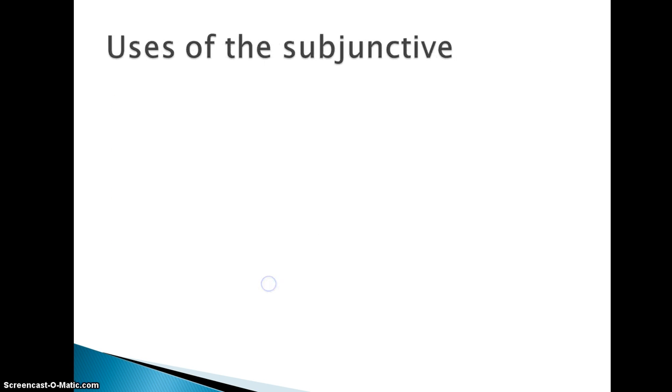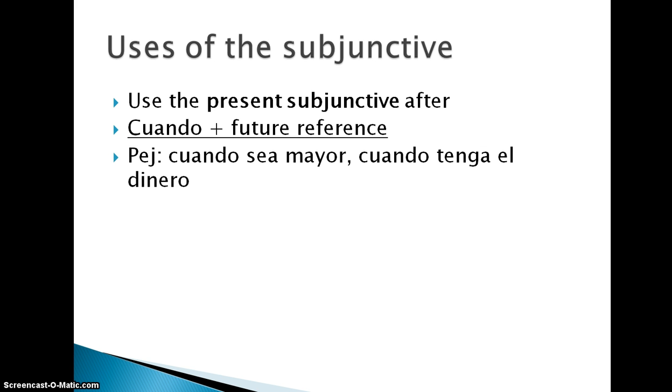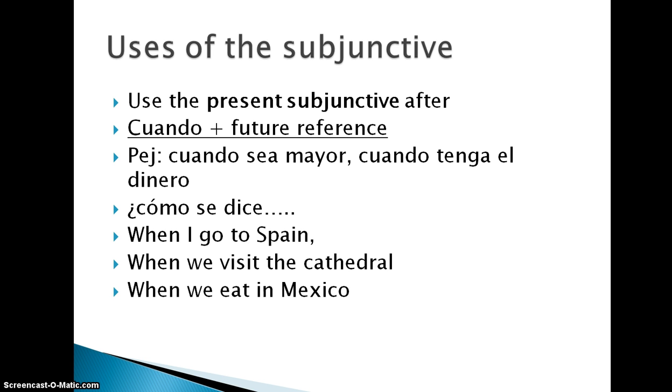Okay, so let's have a look at the uses. One of them could be after cuando, when it refers to something in the future. Not when it refers to something in the present or the past, but when it refers to the future. So, for example, cuando sea mayor, when I'm older, cuando tenga el dinero, when I have the money. So, ¿cómo se dice? How would you say: when I go to Spain, when we visit the cathedral, when we eat in Mexico? Pause it here and then have a look at the answers in a minute.